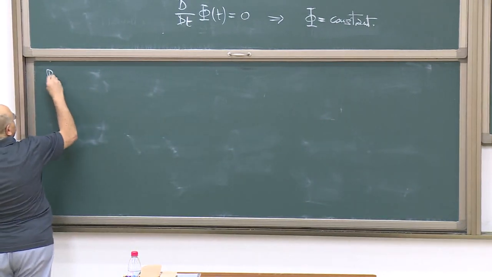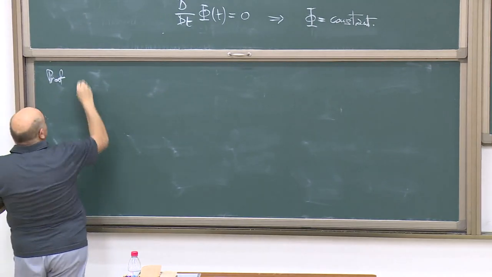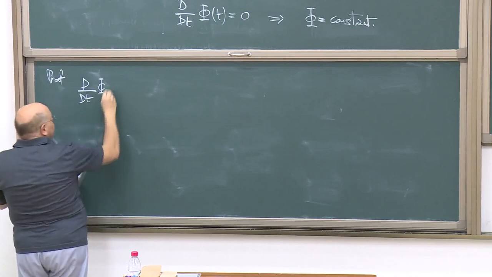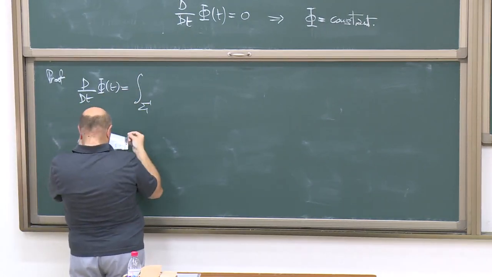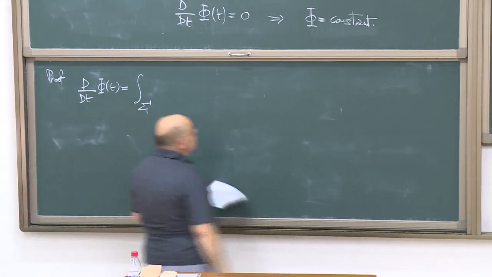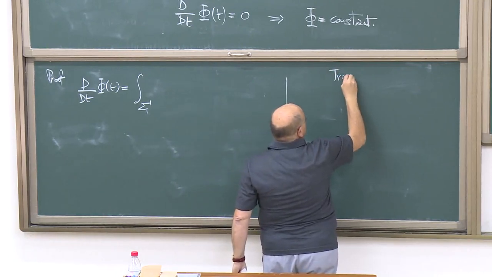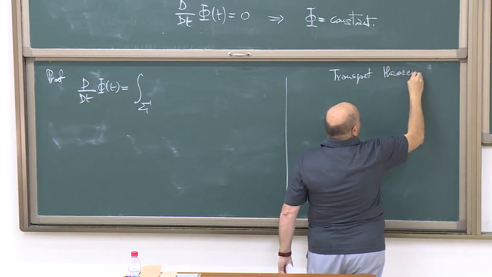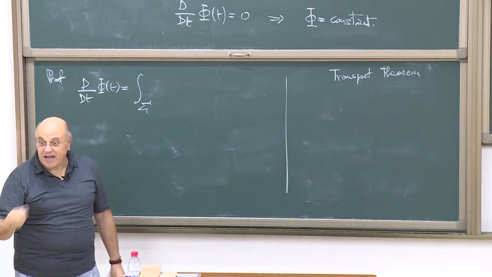You call this theorem d/dt of phi of t. So this is the integral over sigma. You use the transport theorem, right? So I have to remind you, maybe, the transport theorem for a dynamical quantity, so to speak, for a vector.